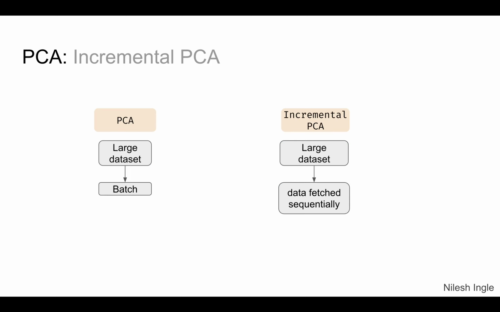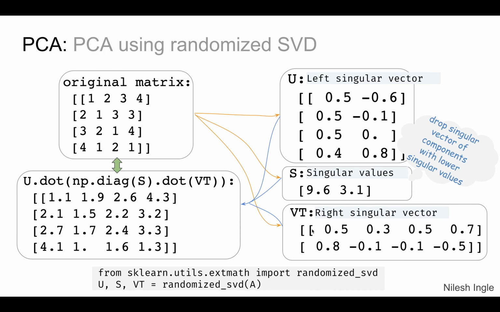So based on that, sklearn also offers different types of PCA implementations. In general, PCA, as per the docs, uses batch processing. And in incremental PCA, if it's a large data set, then this can be used where the data is sequentially fetched to perform the PCA. There is also PCA using randomized SVD.